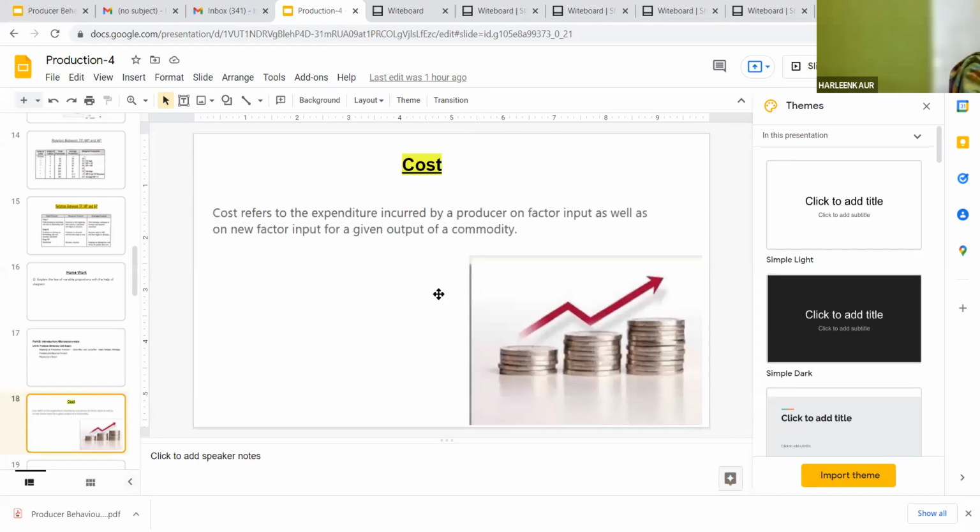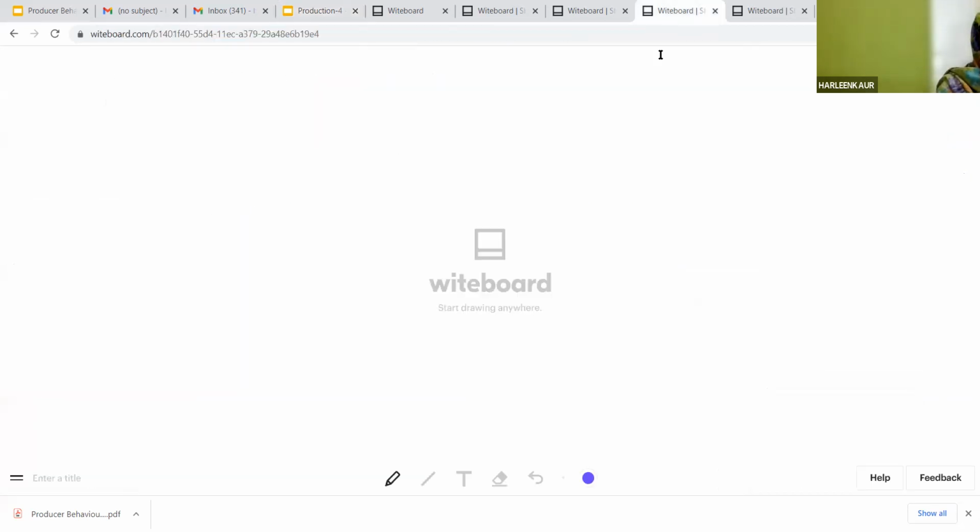So here we have cost. In order to produce goods and services, a firm needs input. Yes? Yes, ma'am. Okay. So there are two types of inputs. First is factor input, as well as non-factor input.